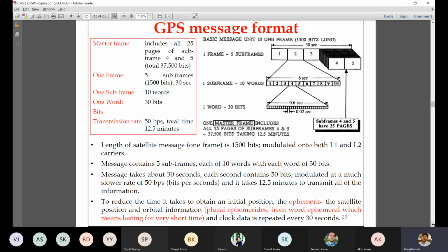To reduce the time it takes to obtain an initial position, the ephemeris, the satellite position, and orbital information and clock data is repeated every 30 seconds. Although the initial information takes a lot of time in transmitting, it keeps changing. If you access that navigation file, every 30 seconds you have information that is available to you. We'll show you one navigation file also in the laboratory.